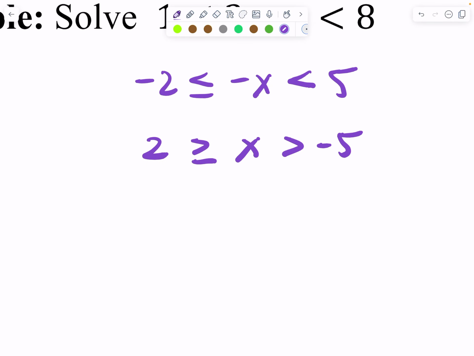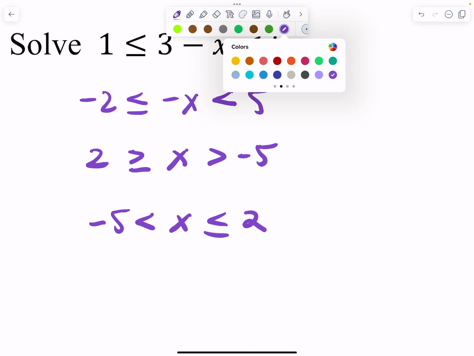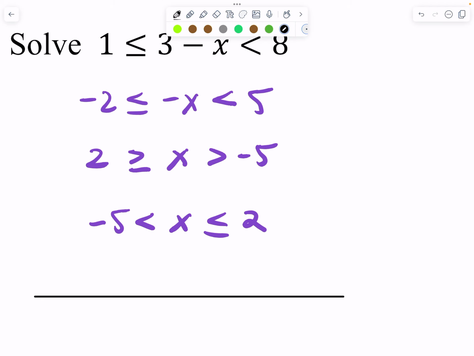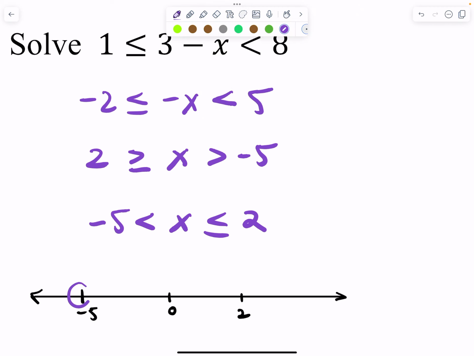Now this is a funky way to read that, so I would switch the order here to match up with the order of a number line, especially if you're going to graph that inequality on a number line. So -5, let's say 0 is here, so 2 would be about here. -5 is not included, 2 is included, and we would be shading in between.